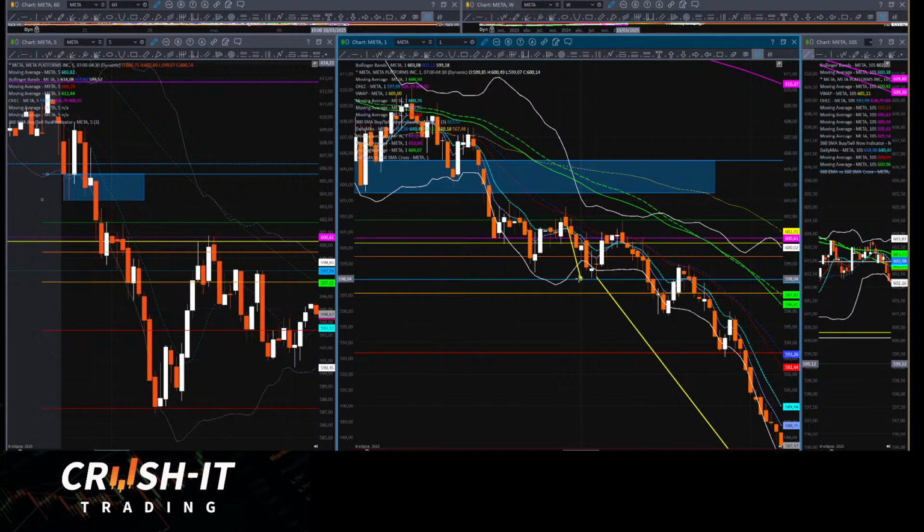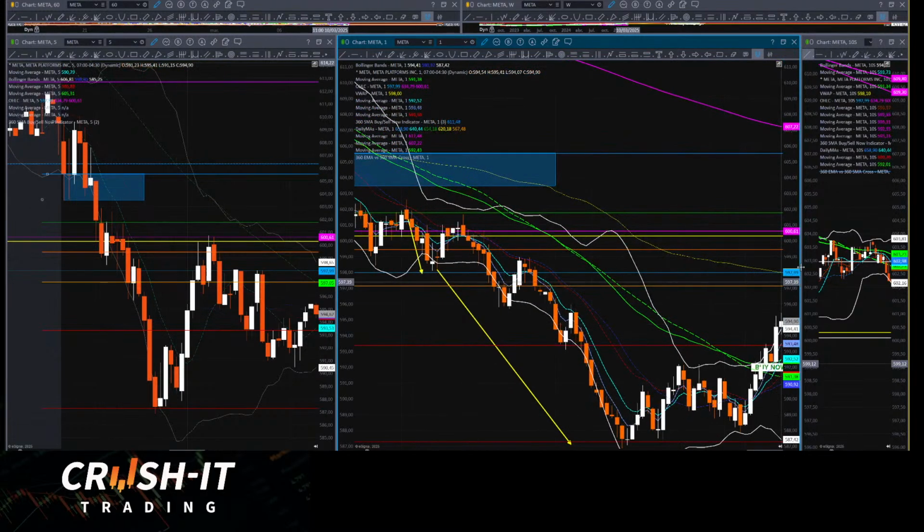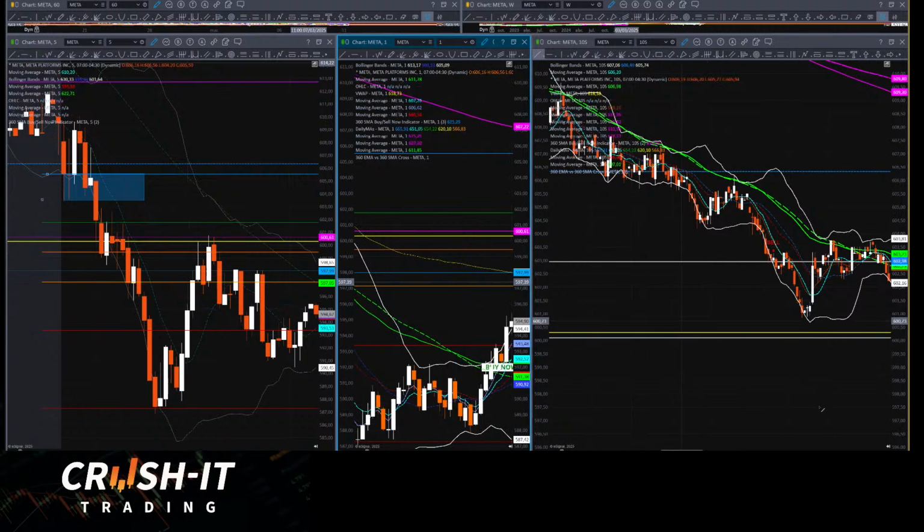You know, looking at the crush it zone. Okay, so that's a continuation. You can see we got a nice move to the downside, nice move off of the 20 EMA. But now at the crush it zone, let's move into the 10-second here. Let's see what this is showing us.